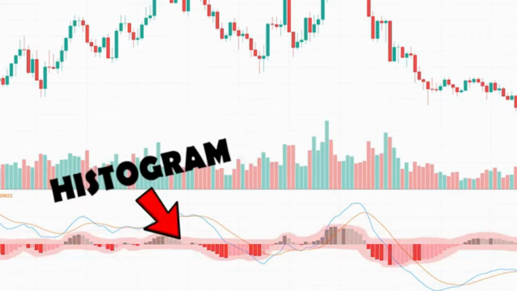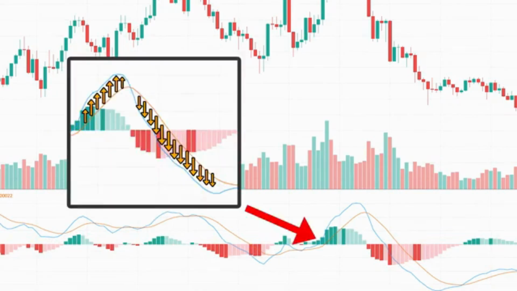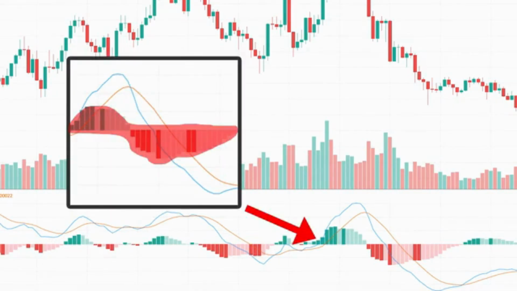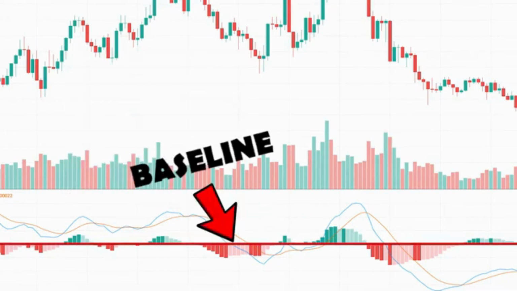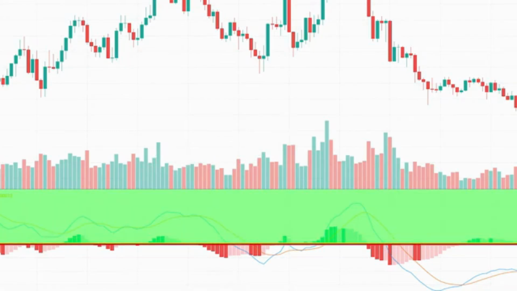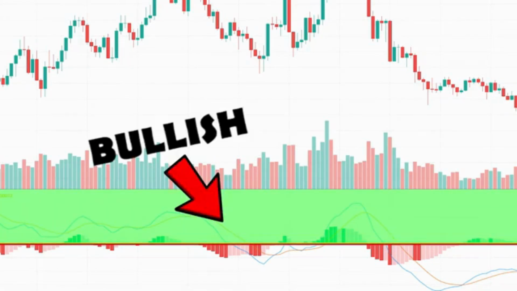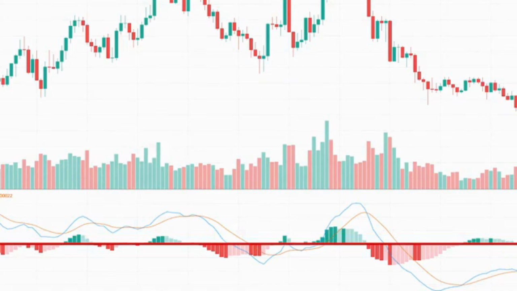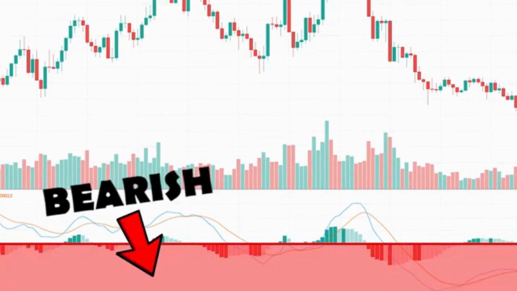Next, we have the MACD histogram. It simply represents the difference between the signal line and the MACD line. You can see that if the two lines are further apart, the histogram gets longer, and if the two lines are closer, the histogram gets shorter. Next, we have the baseline, which just shows the middle area of the MACD indicator. When the two lines are above the baseline, it indicates a bullish sentiment, meaning that the market is uptrending. And when it is below the baseline, it indicates bearish momentum or a downtrend.